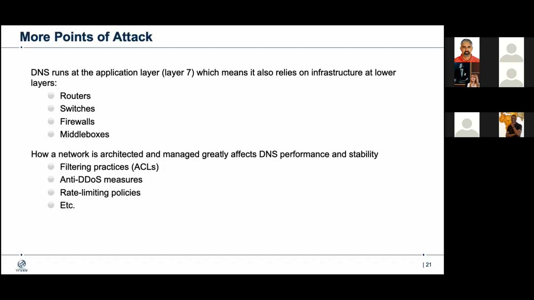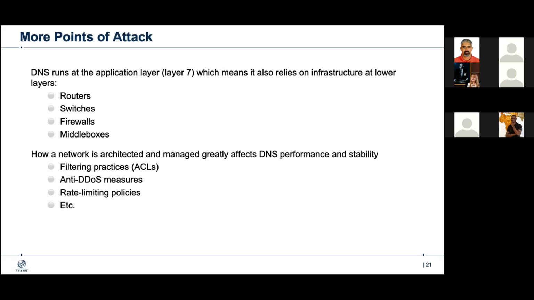Knowing what you've already seen, let us understand a few things. At the infrastructure level, the DNS runs on the application layer, which is layer 7 of the TCP/IP model. It relies on other, lower layers, such as the data link layer, the physical layer, and the network layer. In these lower layers, you have devices such as routers, switches, firewalls, and middle boxes. So it is very important how you architect your network, because it greatly affects how the DNS will behave.